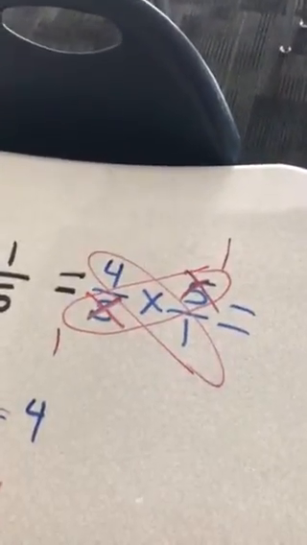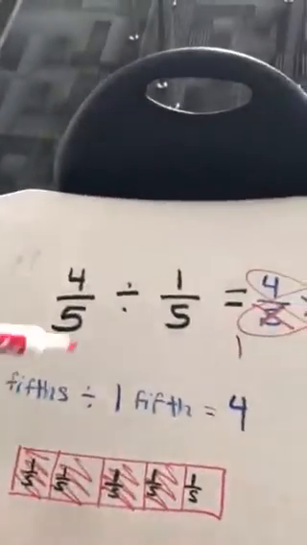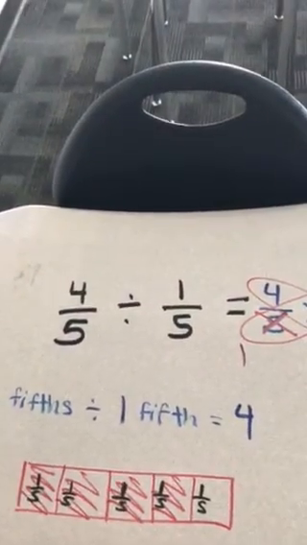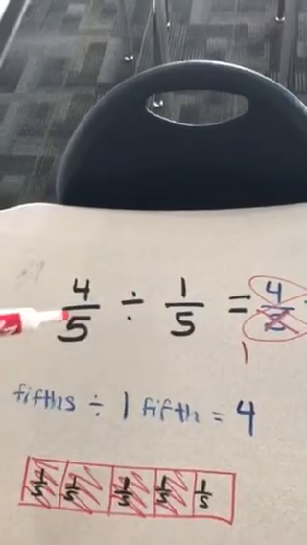From here, we just multiply across. So 4 times 1 is 4. 1 times 1 equals 1. So our final answer is 4/1, which is equal to 4. So 4/5 divided by 1/5, or how many times does 1/5 go inside of 4/5? It goes inside 4 times.